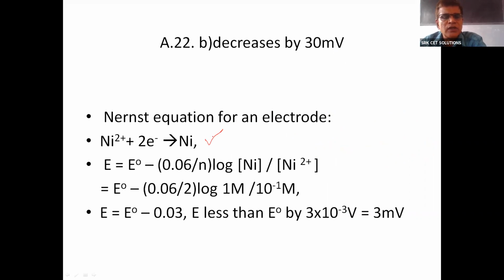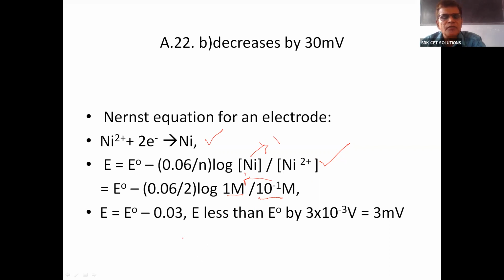The Nernst equation for the nickel half cell, this is. What is important here is, for a solid, it is always constant 1. So that is 1 molar. Then what you do here is the concentration changes from 1 to 10 to the power minus 1 molar. So this goes to the numerator and becomes 10.